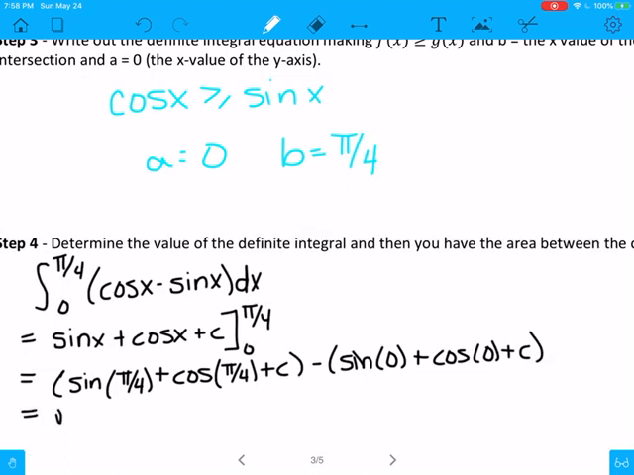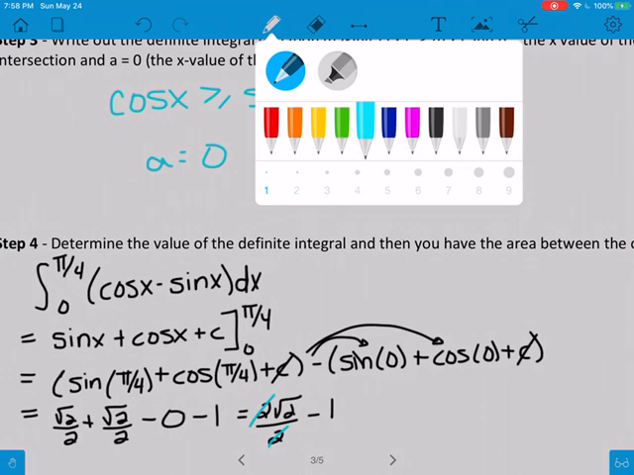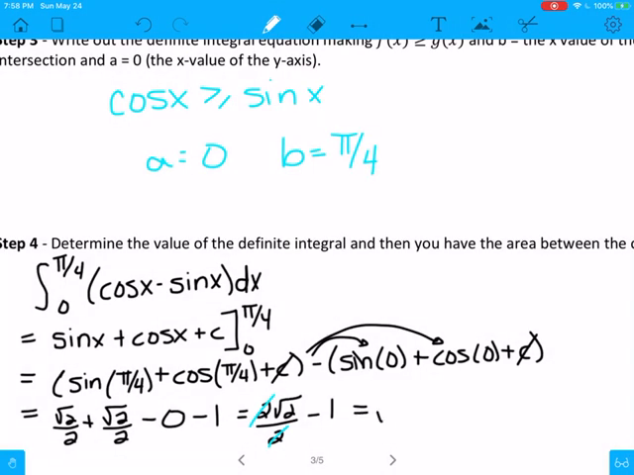Now sine of pi over 4 is root 2 over 2. Cos of pi over 4 is root 2 over 2. The c's are going to cancel. Minus sine of 0 is 0. Minus cos of 0 is 1. And it's minus because we have to remember to distribute the minus sign in. So we're technically going to get root 2 over 2 plus root 2 over 2 is 2 root 2 over 2 minus 1. The 2's in front can cancel. So my answer is actually root 2 minus 1 square meters.